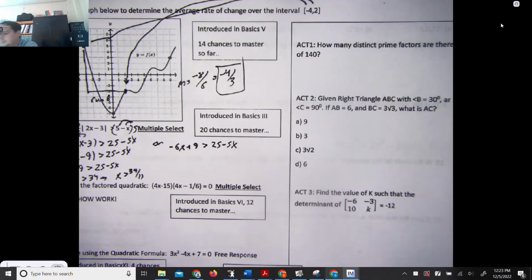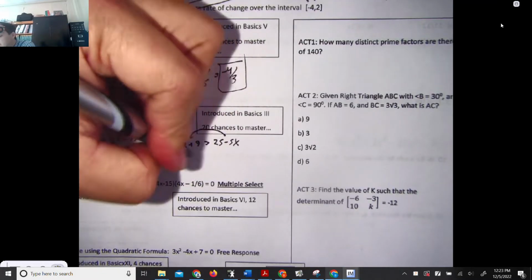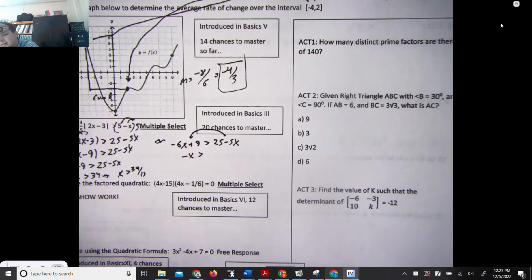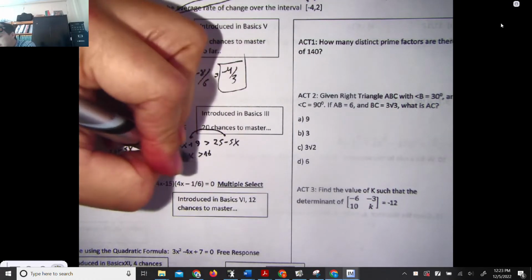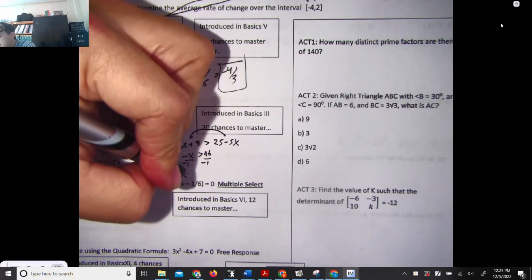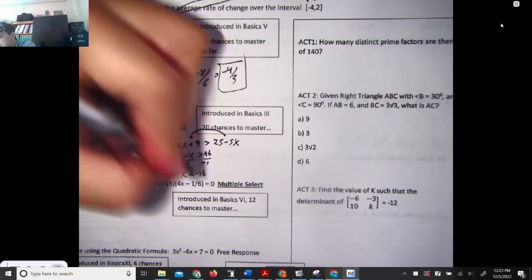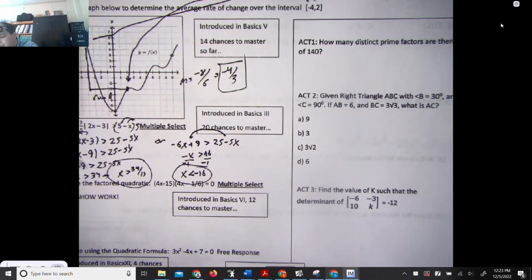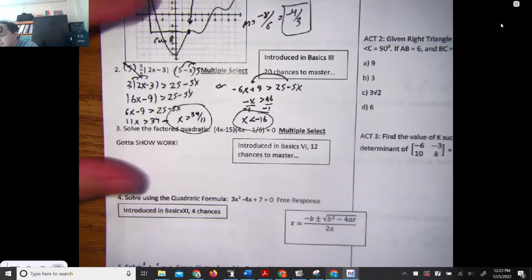Second one, going to add 5x to -6x, that's -x. Going to take 9 away from 25, which is 16. Going to divide by my -1. Going to flip the inequality symbol as I do it. X is less than -16. There's my two answers, x greater than 34 elevenths or x less than -16.